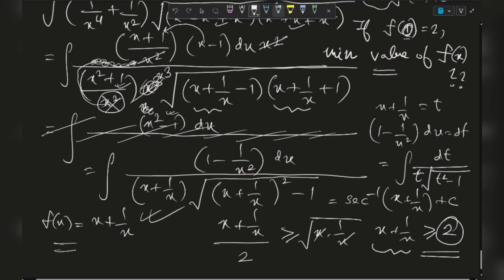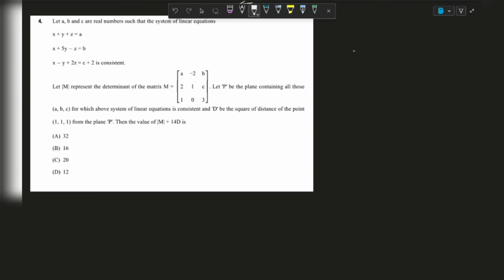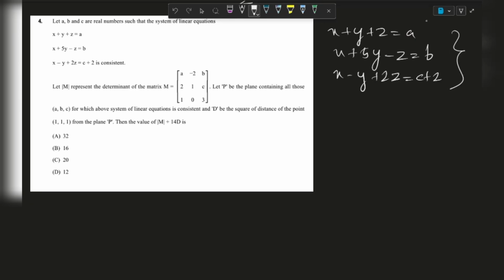Now let's proceed on to the next question. So here is our next question, and I guess this will be the final question for today. So basically this looks like a very big question, but this is not very difficult, I will make sure. So basically at first we have three equations. I will write them down. This is x plus y plus z equal to a, and this is x plus 5y minus z equal to b, and this is x minus y plus 2z equal to c plus 2. And it's given that this particular system of linear equations is consistent.